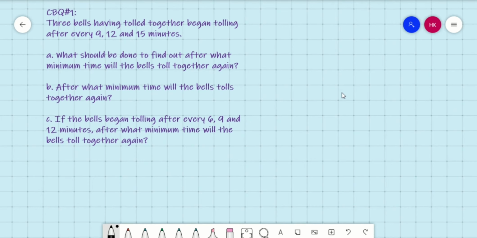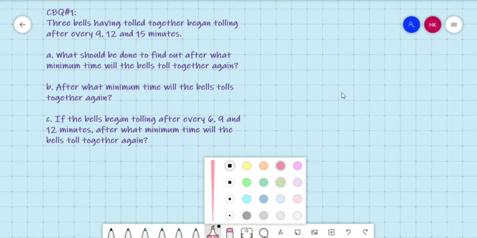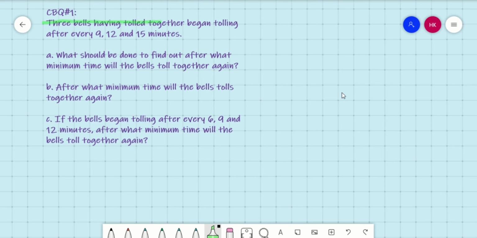First of all, question number 1. You can see question number 1 on the screen. Let's read the question carefully and try to understand. 3 bells having tolled together began tolling after every 9, 12 and 15 minutes. This question says that 3 bells after ringing together are ringing after every 9 minutes, 12 minutes and 15 minutes.